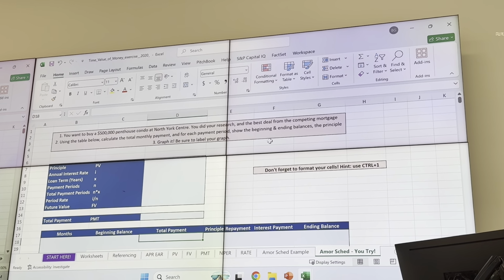Because this is something you need for your assignment. I don't want to stick with the time value of money. If you have questions, please let me know. I'll be available here for the next 15 minutes, even after your session ends. We want to focus on the amortization table right now because you have an assignment. Can you read the question?